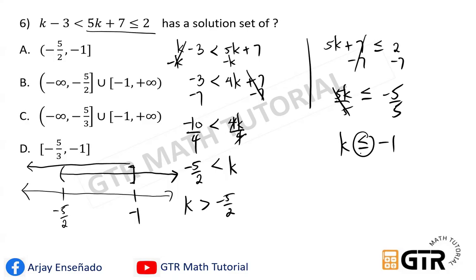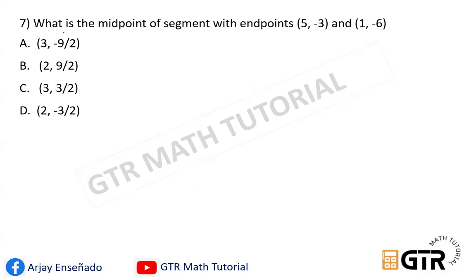Now, what is the intersection of these two inequalities? So the intersection is from negative 5 over 2 up to negative 1. Negative 1 is included. So this is the solution set on the number line. In interval notation, that is letter A, negative 5 over 2 up to negative 1. Okay? So next, number 7.